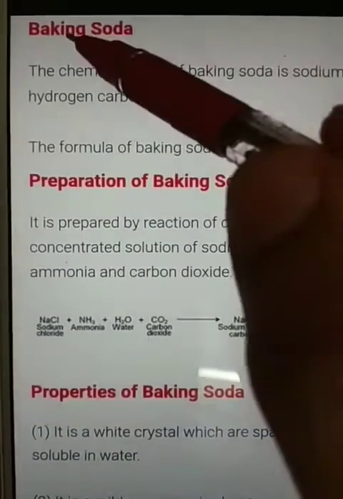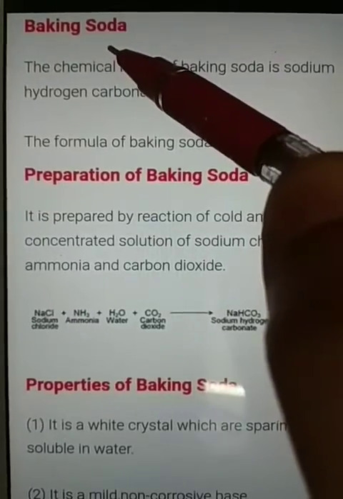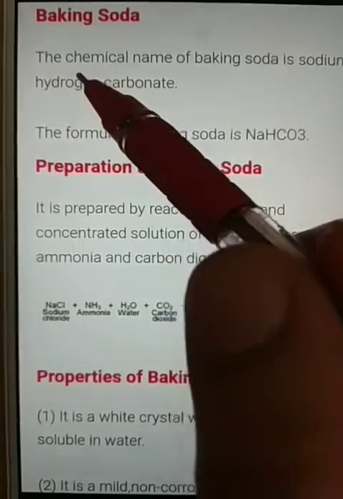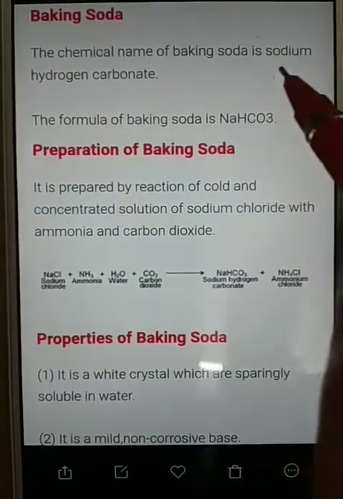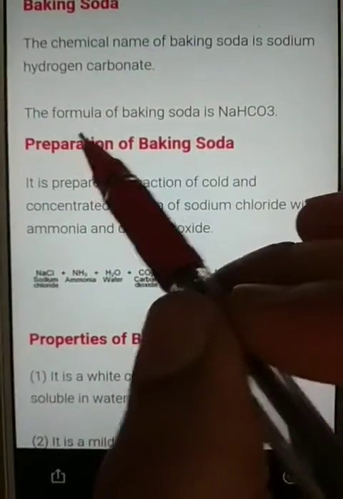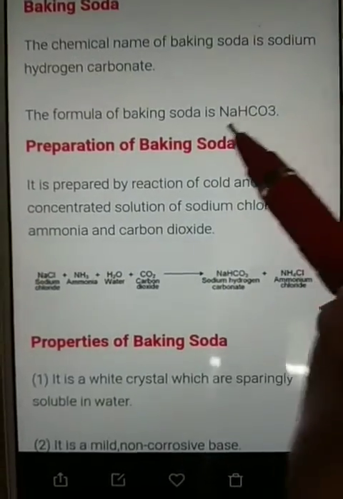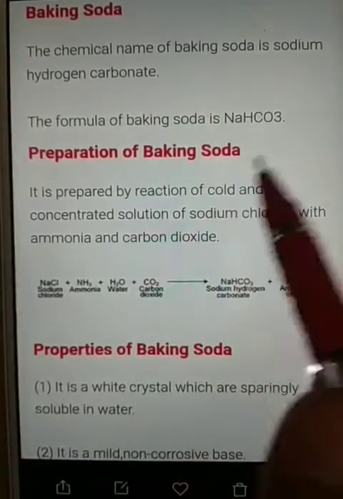Let's discuss baking soda. Baking soda is mainly used for baking purposes. The chemical name of baking soda is sodium hydrogen carbonate, and its formula is NaHCO3. Now, preparation of baking soda.